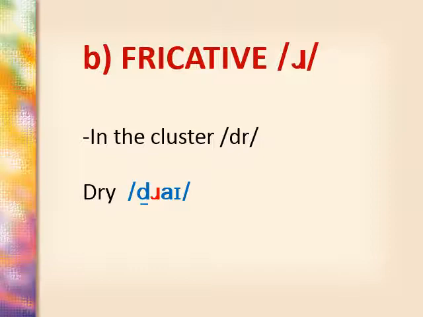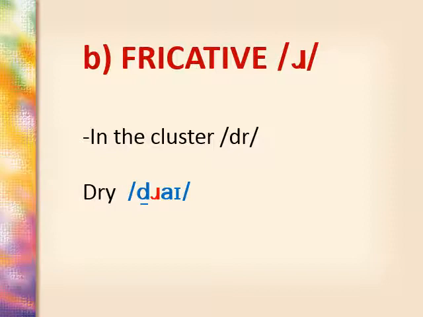Let's move now to another variant. This is called the fricative R. You see that it has friction. It's not the approximant R, but the fricative R. See the difference? This type of R occurs in the cluster DR, for example, as in dry. You see that it becomes fricative.